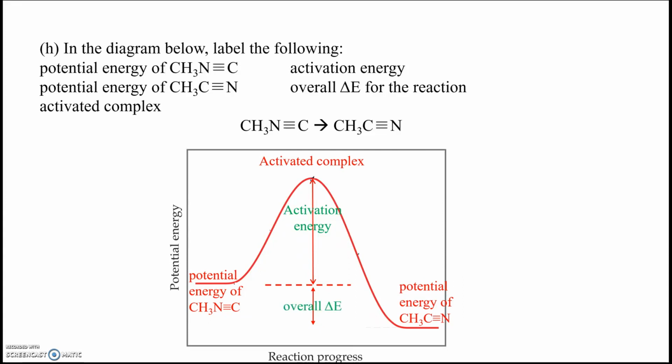Now, the difference between the potential energy of the reactants and the potential energy of the products, that's just the delta E for the reaction. So in our case, the reaction is losing energy, so this is going to be an exothermic reaction.